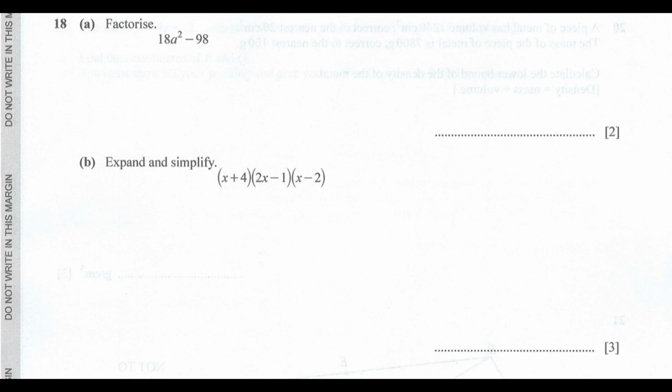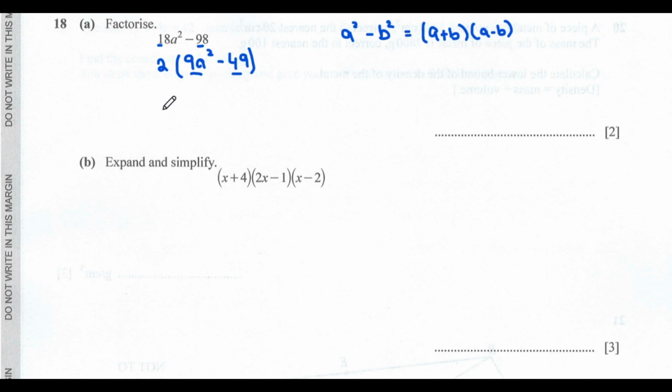Now the 18th question says factorize this expression. First thing that we can do with this expression is we can take 2 common because 8 and 98 are both divisible by 2. So I'm taking 2 common. Inside the bracket I am left with 9a squared minus 49. After it, 9a squared can be written in the form of a square and 49 can also be written in the form of a square, and they can be like a squared minus b squared, which can be written as a plus b into a minus b.